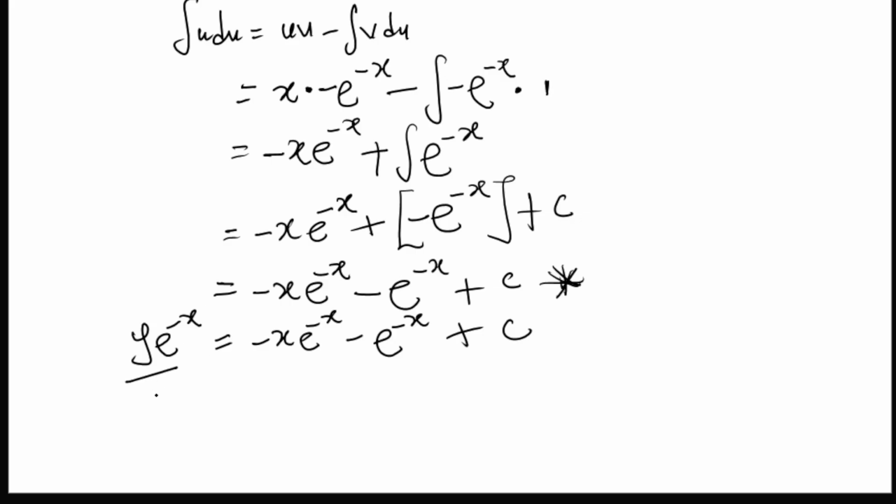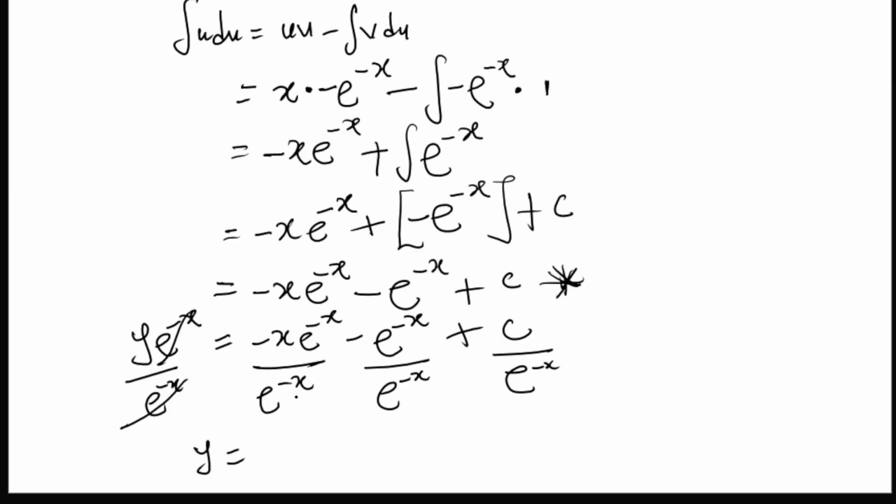You are dividing here by exponential minus x, and you are also dividing your constant with exponential minus x, such that the exponential minus x and the exponential minus x go out. And you are left with y to be equal to, now look up. You have exponential minus x here, which can cancel out this. This can also cancel out this. You are left with 1 here.